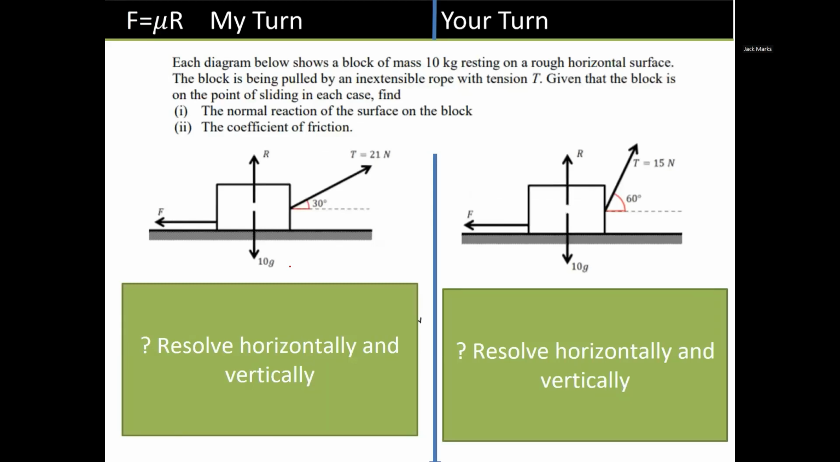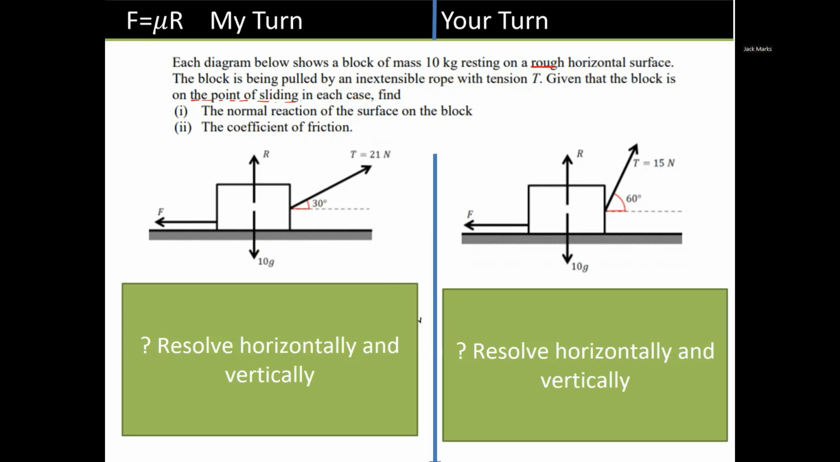Right. On the board, we've got two questions we're going to have a look at. So my turn and your turn. Let's have a go. So the block's 10 kilograms, so we've got 10g, okay? And there's a rough horizontal surface. So this is here because it's telling you that there should be friction in the question. The block is being pulled by an inextensible rope with tension T. Given that the block is on the point of sliding, in each case, find these things here.